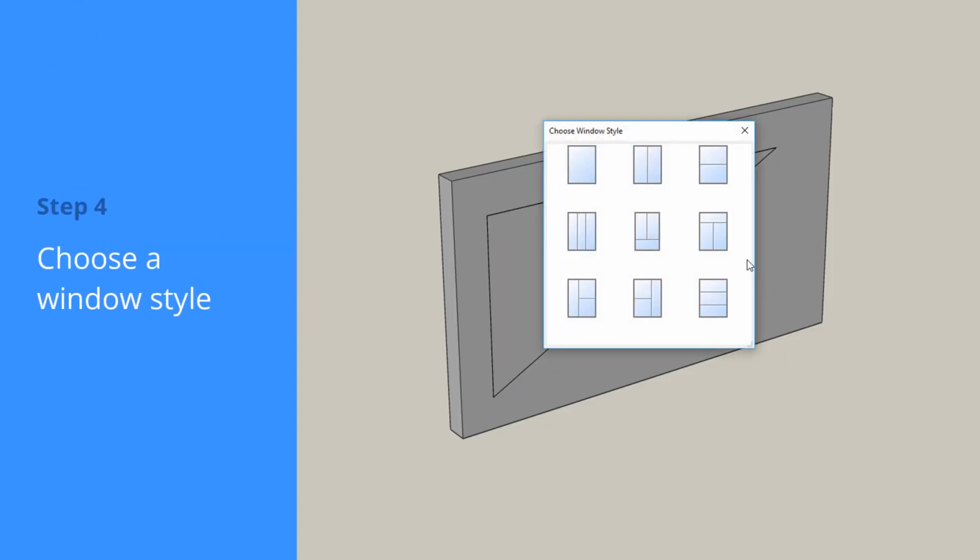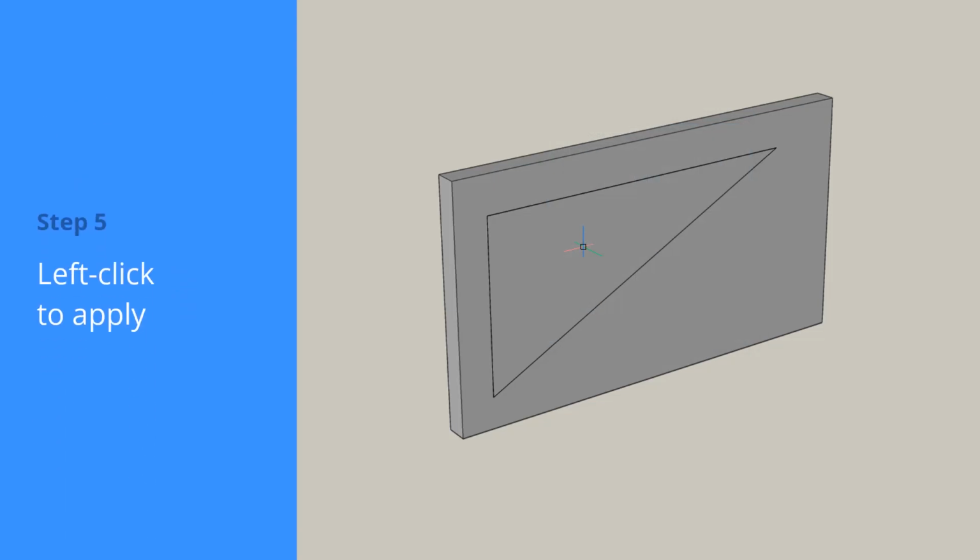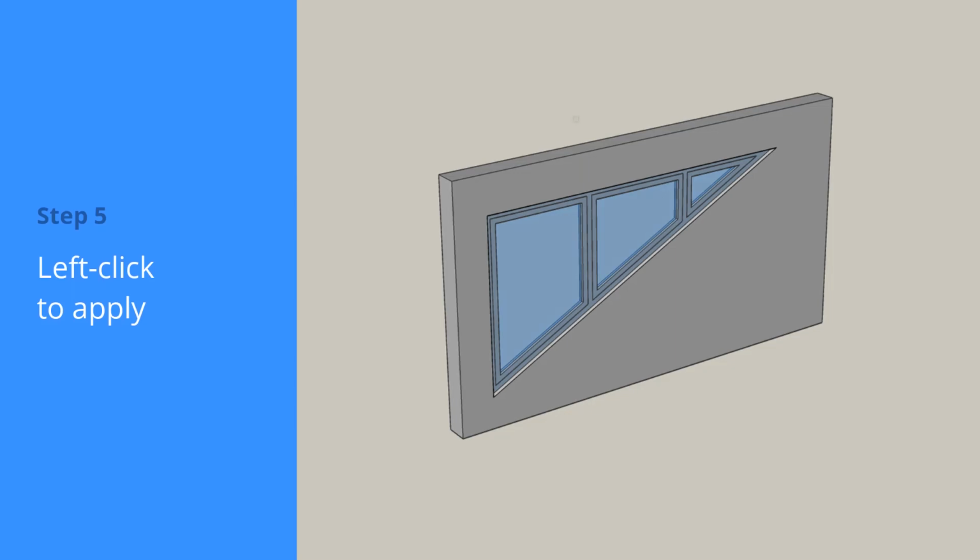The available window styles are shown in a dialog box. Move your cursor over the window design of your choice and left-click it. The window is automatically created.